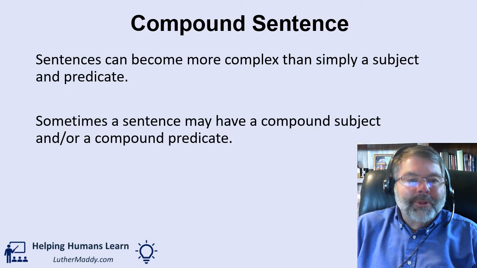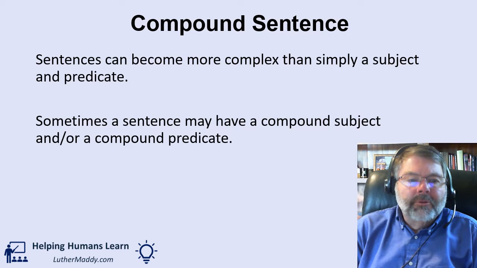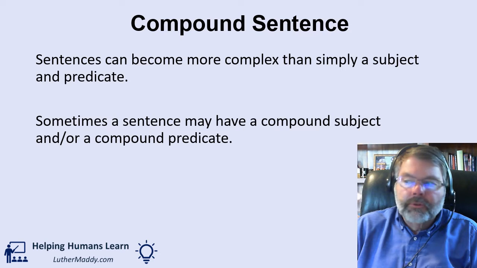As we move up the line, Joe hit the ball. Yes, that's a great start in English, but of course we are going to have much more complex sentence structure as we work with English, especially in a business setting. So as we're moving up, let's talk about a compound sentence. A compound sentence is going to have more than one subject and or more than one predicate. Let's look at a couple of examples of compound sentences.